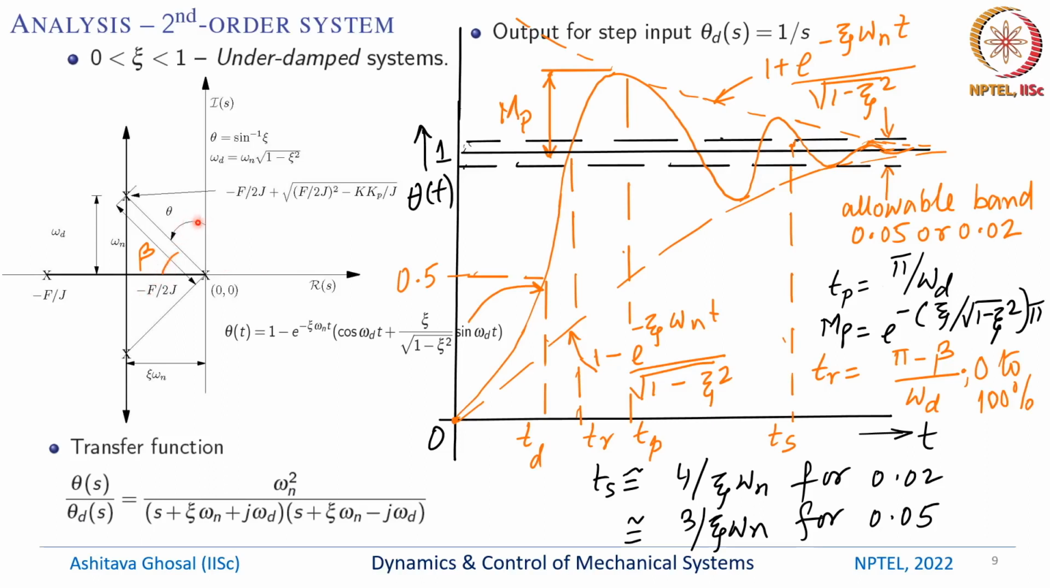So theta plus beta will be 90 degrees. So beta is omega d divided by psi omega n, so sine inverse of omega d by omega n.